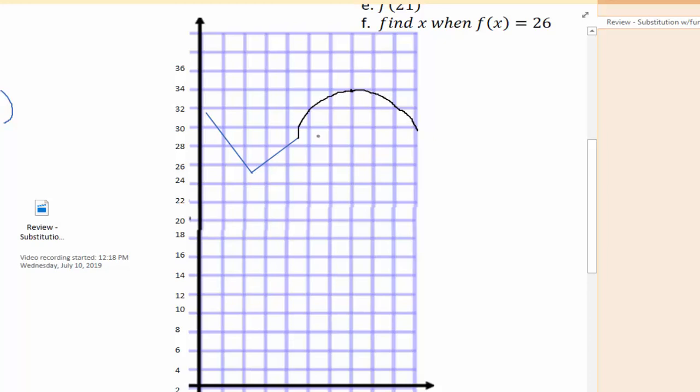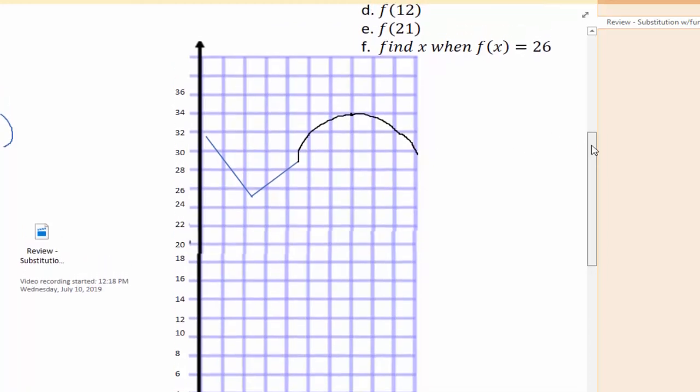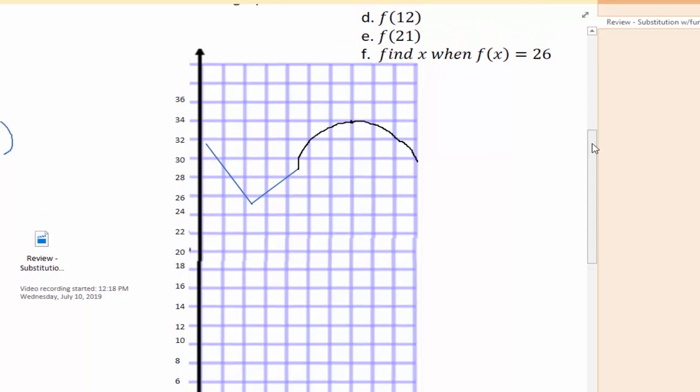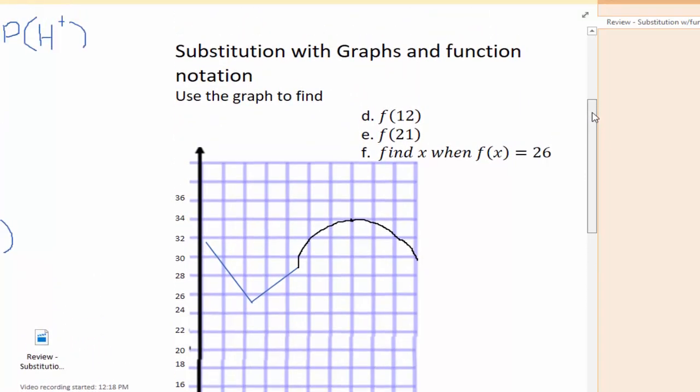So you have actually 3 functions. It would be 3 equations that would go with this graph. And so it would be a piecewise function. But really, that's not what we're going to explore. What we're going to look at is this problem here. Now let me go up a little bit more.